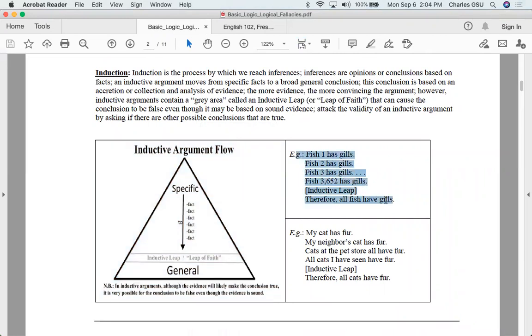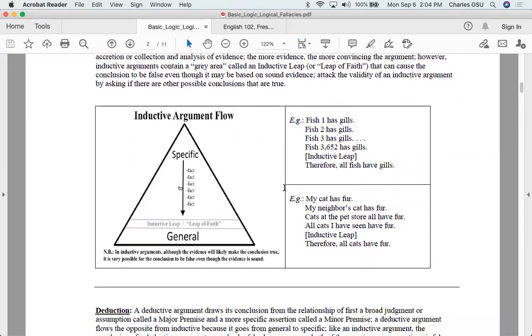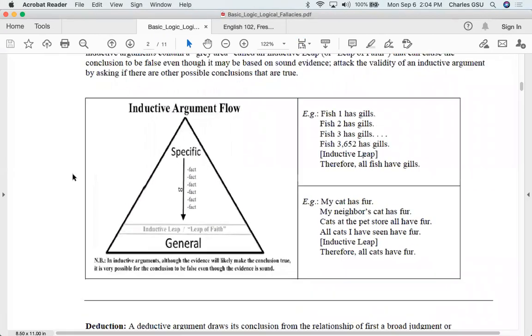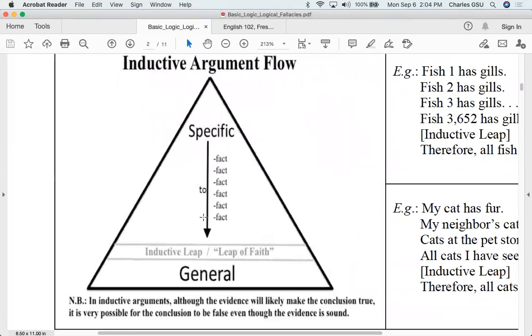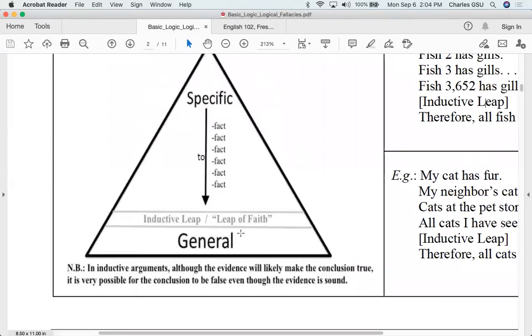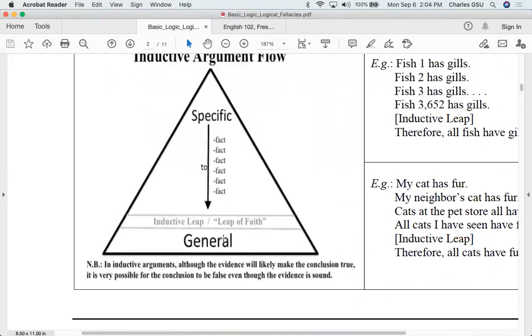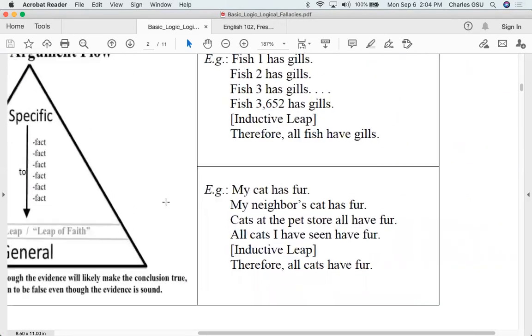Over here, I've given a couple of examples. Basically, what this argumentative structure does, as most scientific experiments and evidence-based reports do, is they build up an accretion or a mass of data, you know, facts, and then they draw a broad general conclusion based on the data or the facts. There is, however, in the middle here, a gray area, what we might otherwise call a leap of faith or the inductive leap. Let me give an example of this.